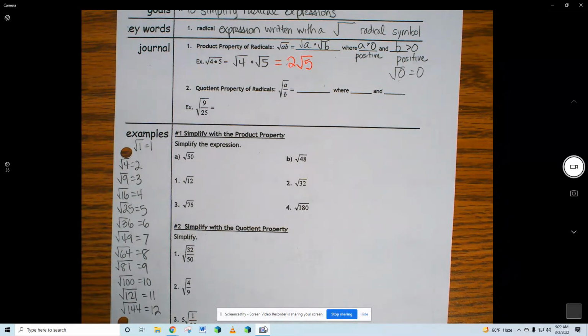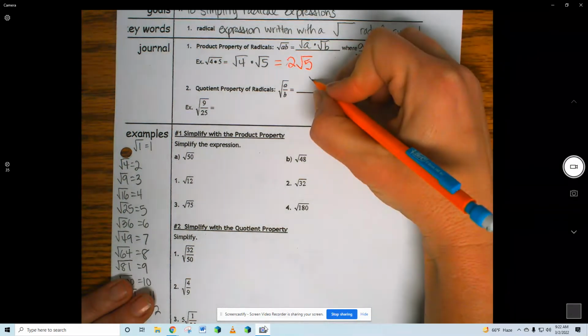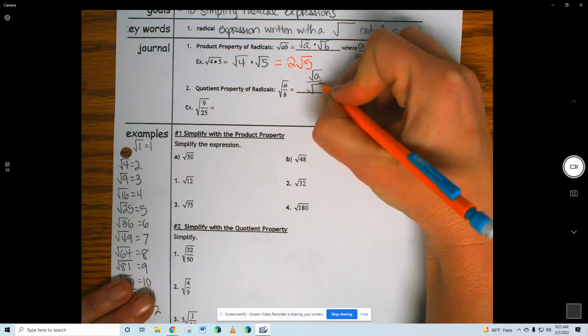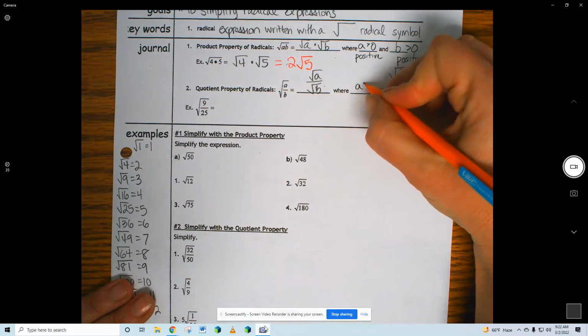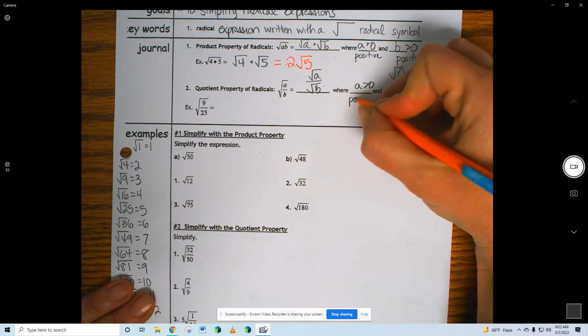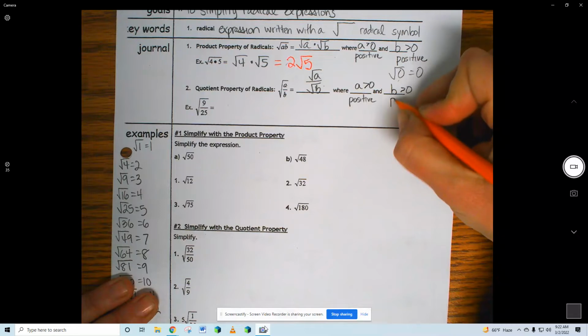Quotient would be just a division. Same thing. If I have a fraction inside, I could do the square root of A over the square root of B. A is going to be positive, greater than 0, and B is going to be positive.